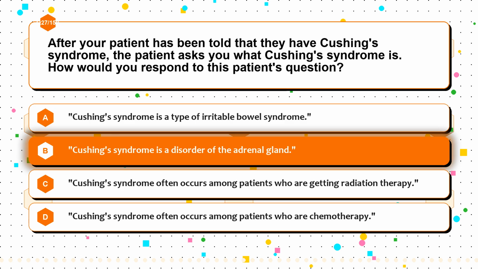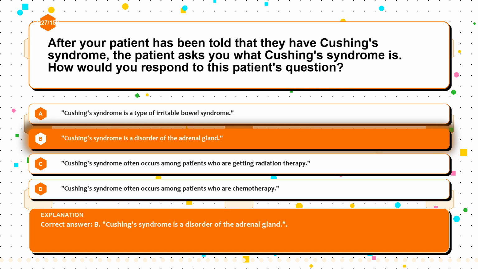The correct answer is option B. Cushing's syndrome is a disorder of the adrenal gland.